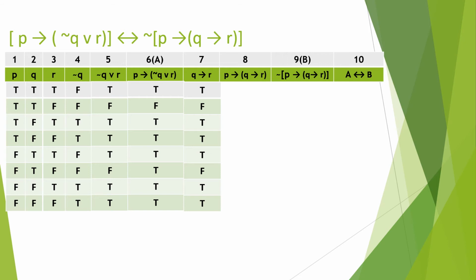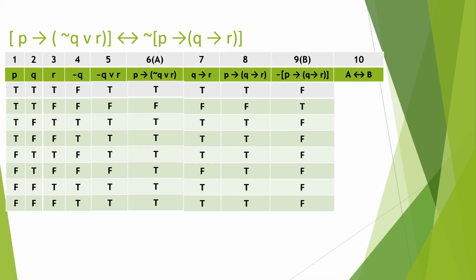Next, the 8th column is P implies (Q implies R). The rule of implication is the same. P implies (Q implies R) means the first column implies the 7th column. So true implies true is true. True implies false is false. True implies true is true. True implies true is true, and the last 4 are F, so that's why it is T. The 9th column is the negation of the 8th column. Since the 8th column is T, F and all T, in the 9th column we'll have F, T and all F. In the 10th column it is A double implication B.